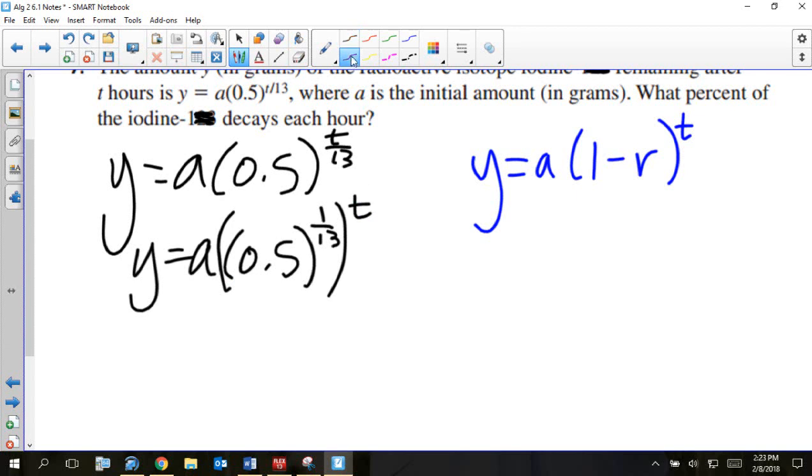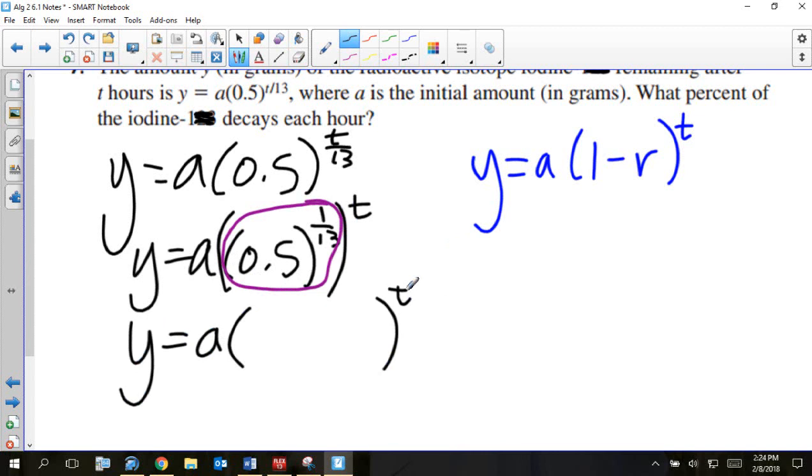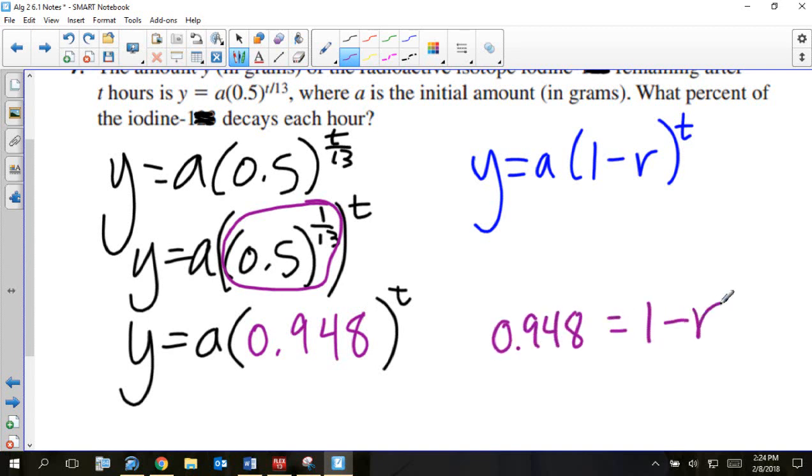So in your calculator, you type in 0.5 to the 1/13. Got 0.948, about. Okay, the next thing we have to do is take that 0.948, set it equal to 1 minus r, so we can solve for r.